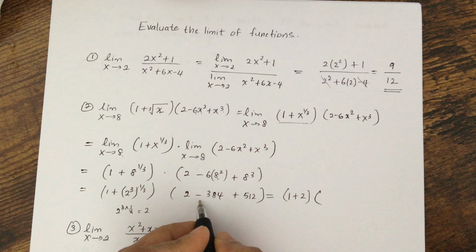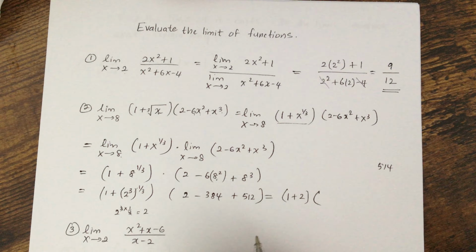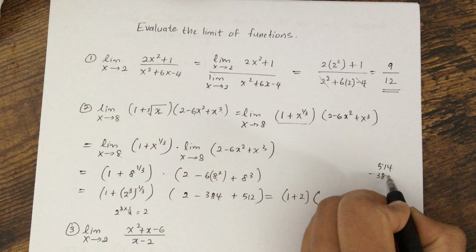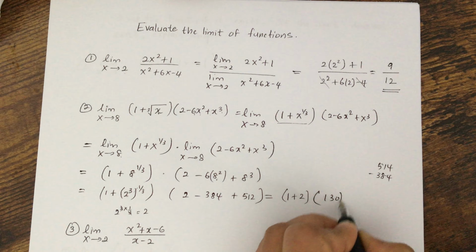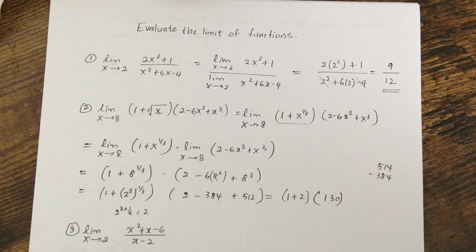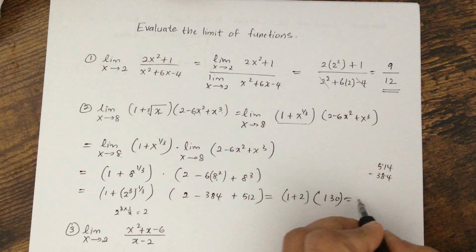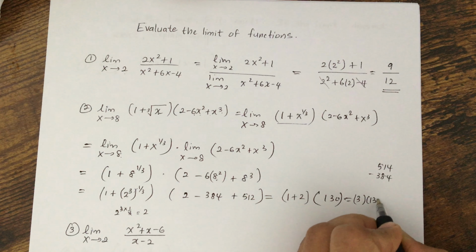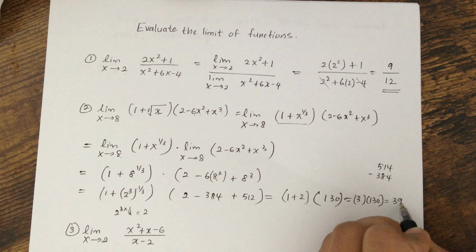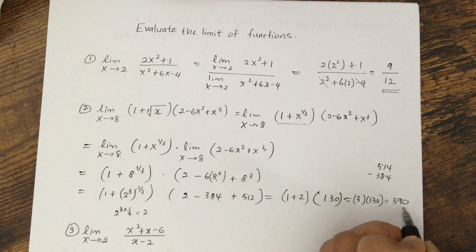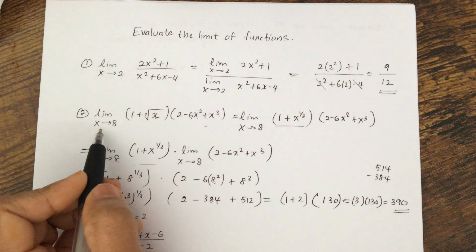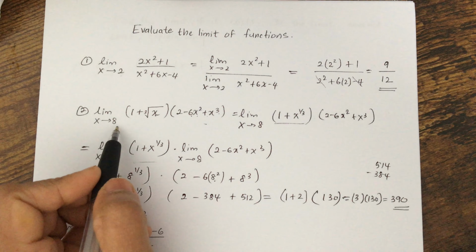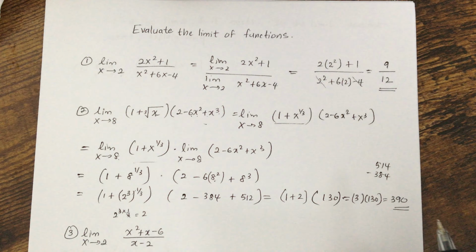And here you have 514 minus 384, so that means 130, right? So that is 3 times 130, which is 390. So the limit of this function when x goes to 8 is 390.